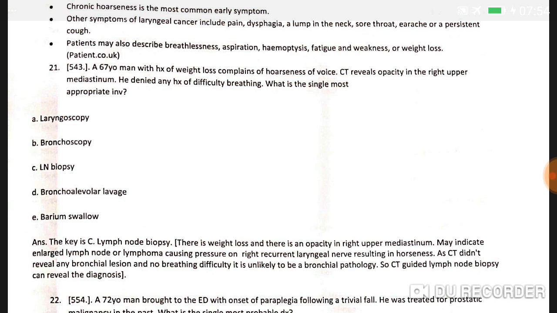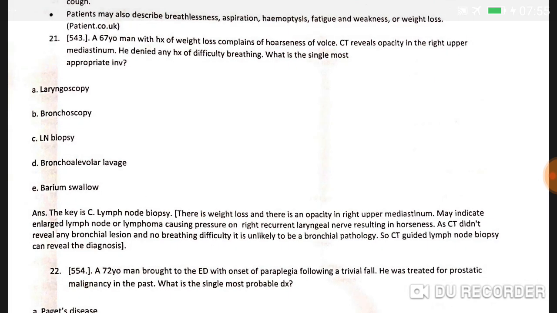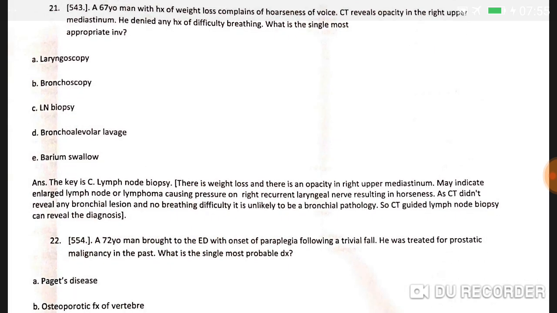Lymph node biopsy. There is weight loss and there is opacity in the right upper mediastinum. It may indicate enlarged lymph nodes or lymphoma causing pressure on the right recurrent laryngeal nerve, resulting in hoarseness. As CT didn't reveal any bronchial lesions and there are no breathing difficulties, it is unlikely to be bronchial pathology. So a CT-guided lymph node biopsy can reveal the diagnosis.